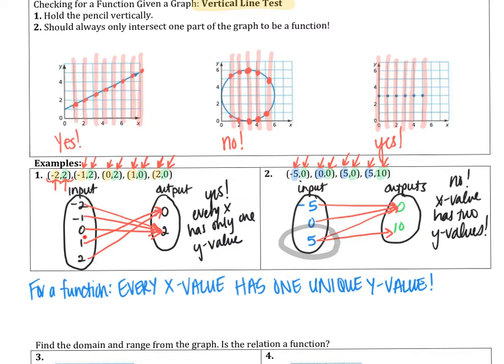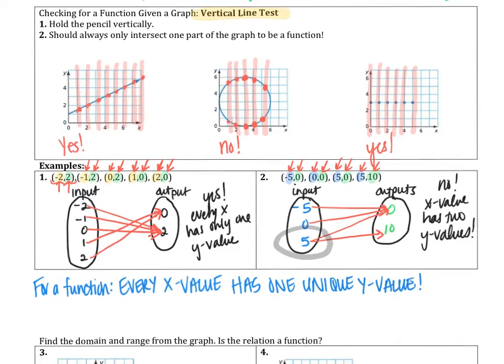So over here, every x value only had one y value, and over here, every x value did not have only one y value. This had two. We don't care if the y values share x's. We don't care about this direction. We only care about x to y, input to output. Okay? Let's keep going.